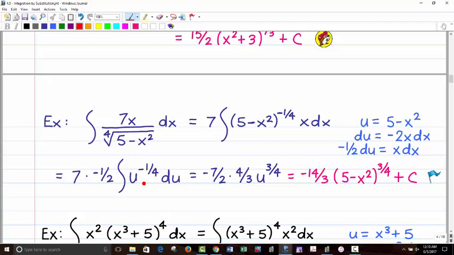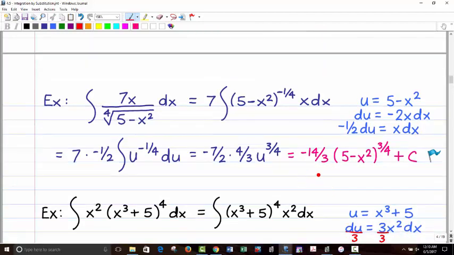Now I have u to the negative 1/4 du, so I can just do a power rule. Negative 1/4 plus 1 will be 3/4. That'll put 4/3 there as that coefficient, the reciprocal of this. So we combine all that together. 4 over 2 makes 2, cancels, makes that negative 14 over 3. And then we just replace it back with what u is defined as. So it's 5 minus x squared raised to the 3/4 plus c.